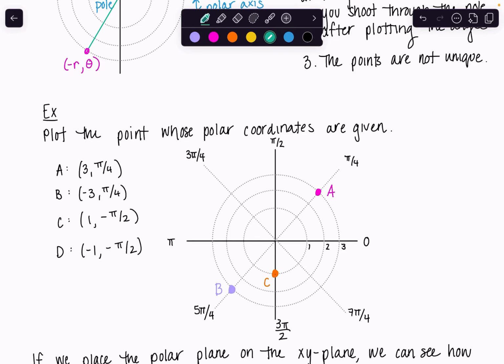Okay. Then finally, point D has both being negative. Again, I'm going to start by plotting the angle. We go down to negative pi over 2.